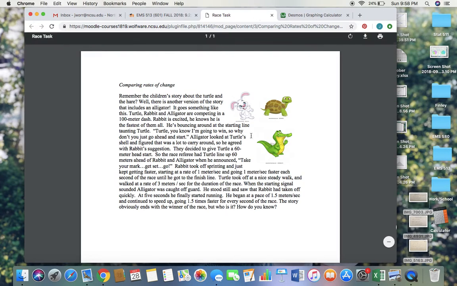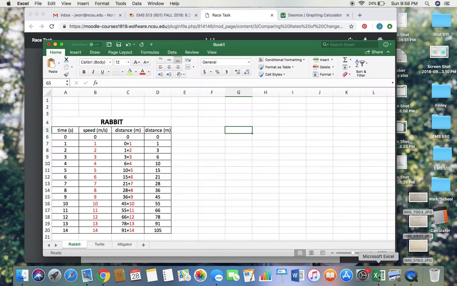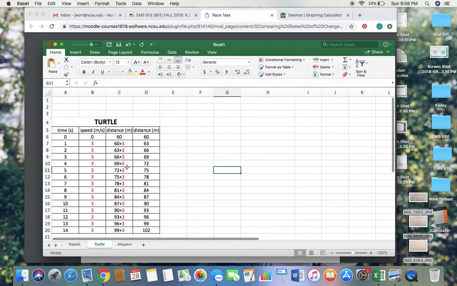So then next, it talked about the turtle. And he took off in a nice steady walk, but he had a head start at 60 meters, and he walked at a constant speed of 3 meters per second. So as you're looking at the turtle, you can see that his speed is constant, and that he started at 60 meters, and it just increases 3 each time. So this in my mind, because it's a constant speed, is a linear function. And he also crosses the finish line between 13 and 14 seconds.